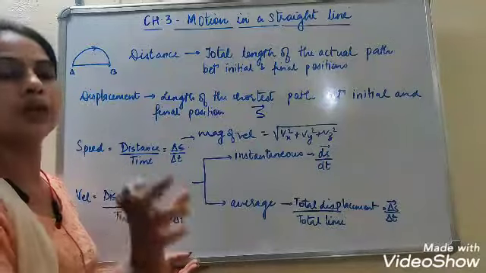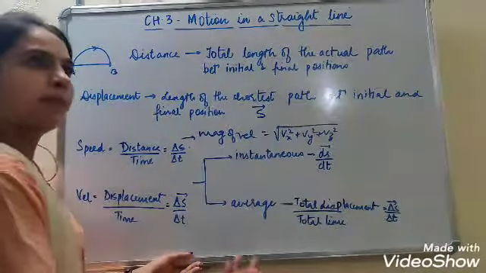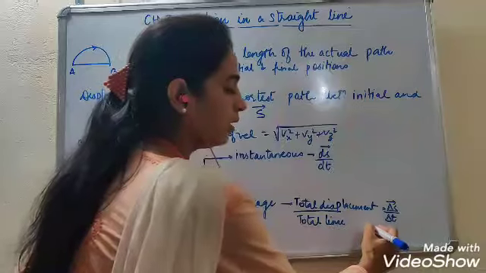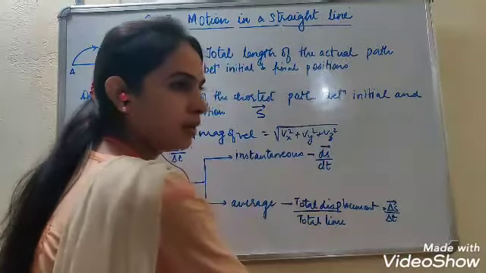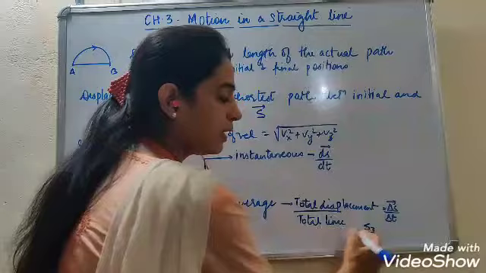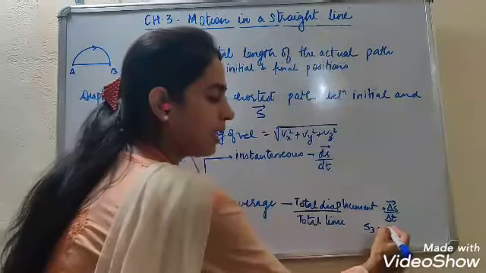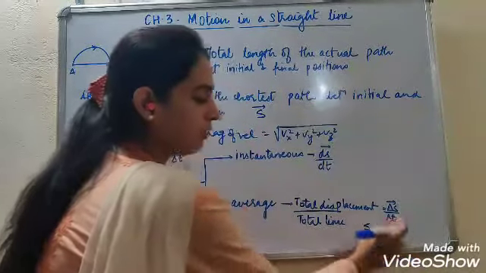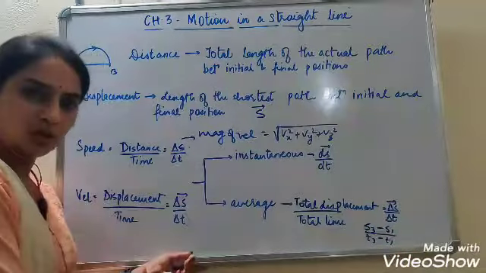And if for a particular slot it is asked, for example, what is the average velocity between the third second and the first second, then it is displacement in the third second minus displacement in the first second upon t3 minus t1. So this will be the average velocity.